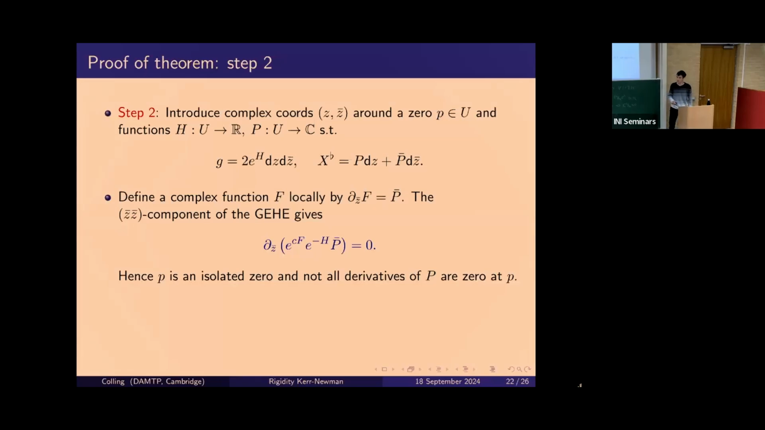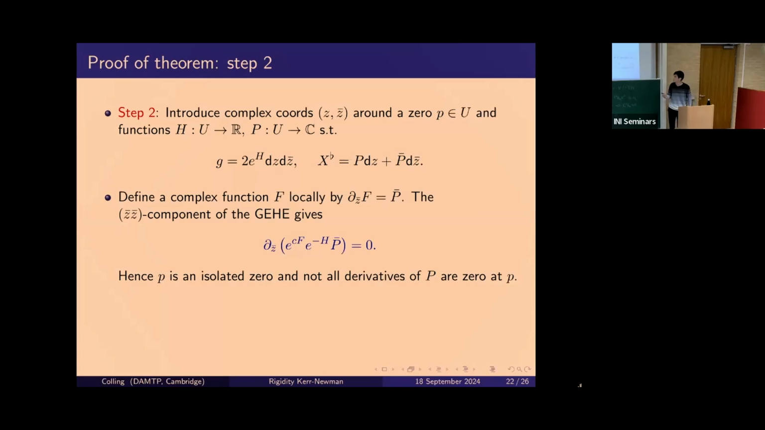And since zeros of holomorphic functions of one variable are isolated, we find that every zero of x must be isolated. And we also find that not all derivatives of p, so not all derivatives of components of x, can vanish at the point p, again because holomorphic functions are analytic. This will be important later.